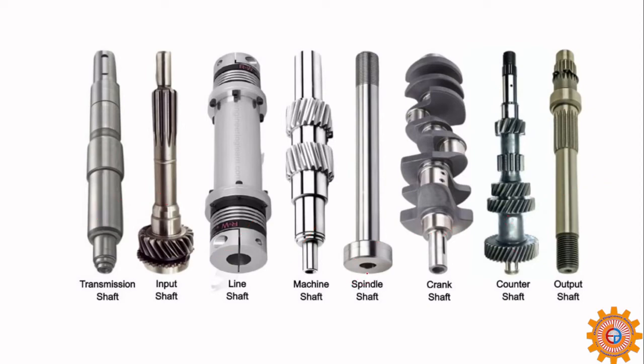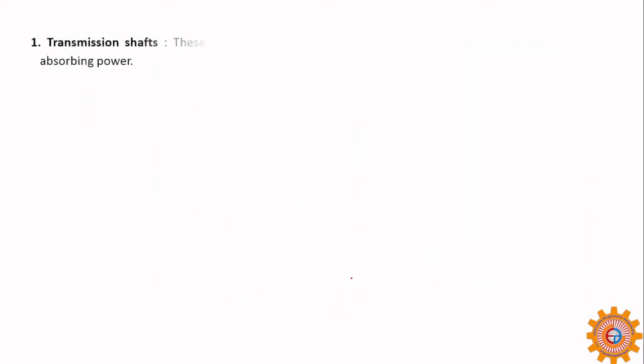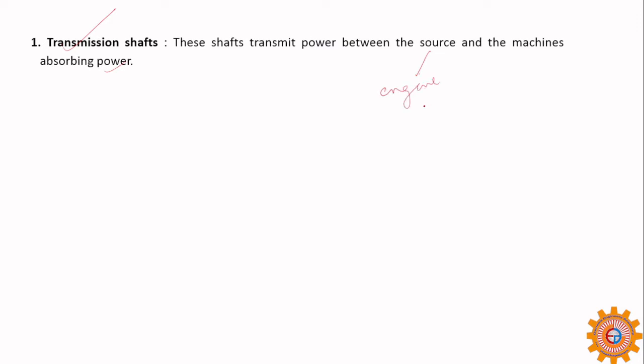Now, transmission shafts. Transmission means transmission of power, that is torque, and rotation, that is angular velocity. These shafts transmit power between the source and the machines absorbing the power. Sources may be an IC engine or electrical motor, and the absorbing machines are many. As an example, I can tell you, a pump.